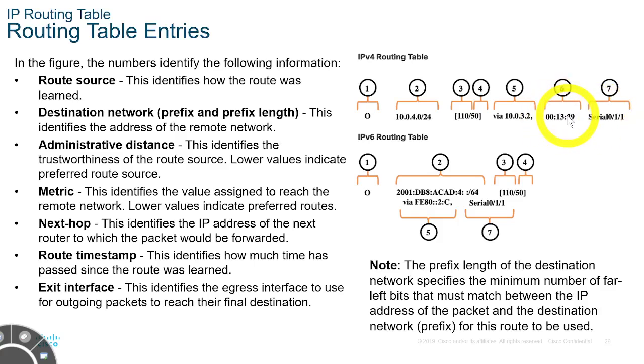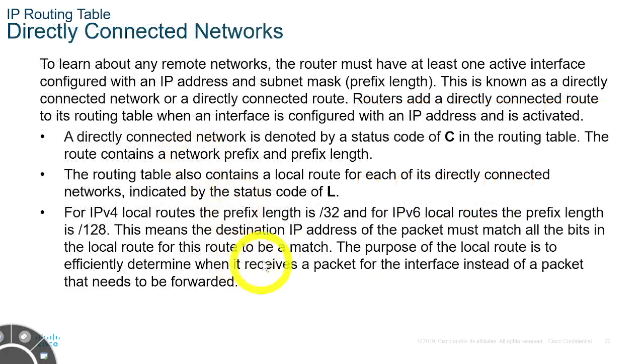This is the timestamp, the time. And this is the outgoing interface. From which interface should we forward the message? It's almost the same in IP version 6. Okay. Exit interface is the interface used to forward the message to the final destination.